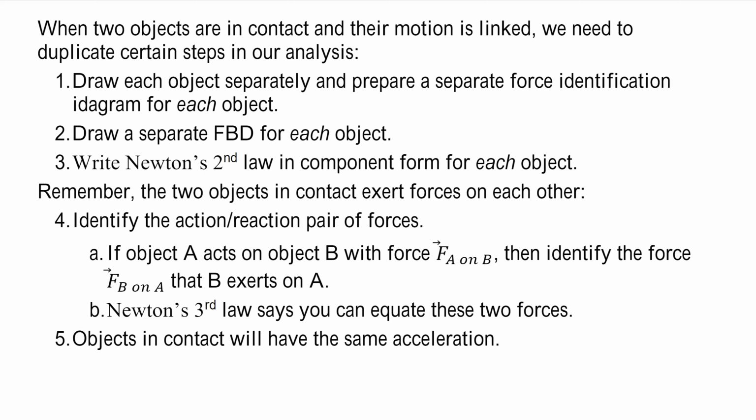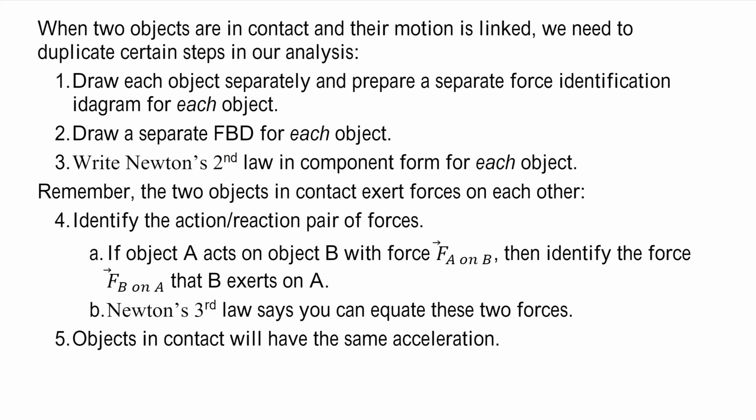So we have a separate free body diagram and a separate sum of the forces for each object, and we write Newton's second law in component form for each object. That's going to give us several equations to deal with. We're going to use those equations combined. We'll have several variables, and possibly we'll use substitution to solve for the thing we're looking for.